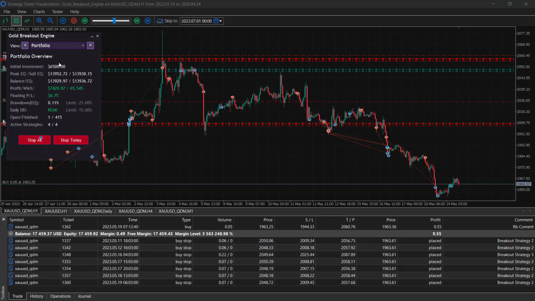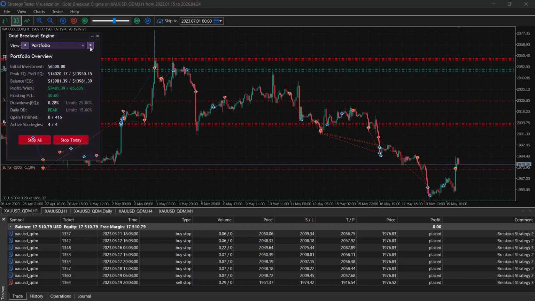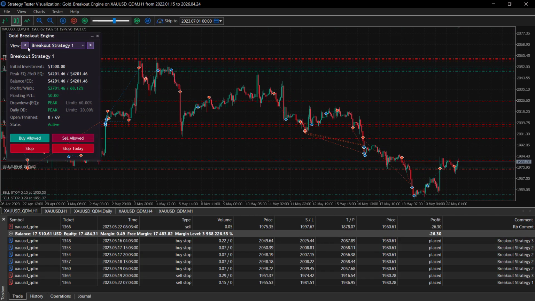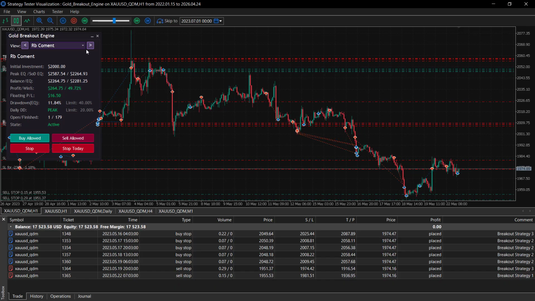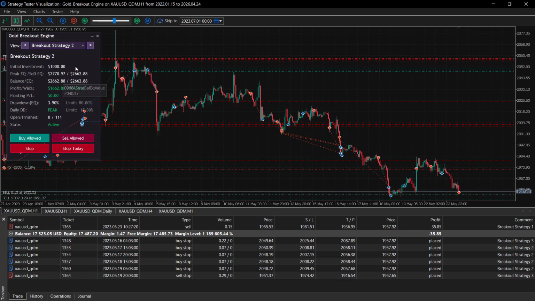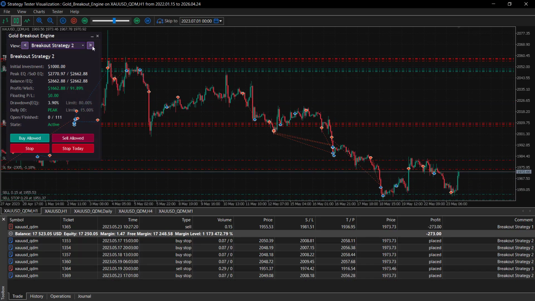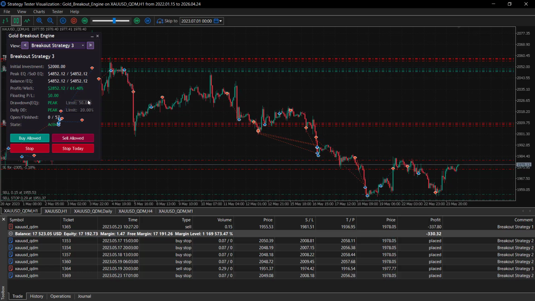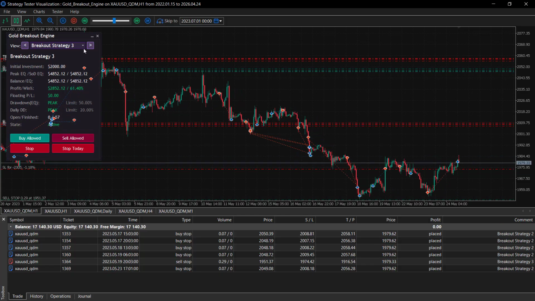Another powerful feature of this EA is its user interface. Whenever you run the EA, a panel appears that shows all the relevant information about both the portfolio and the individual strategies, and it also gives you full control over the system if needed. You can monitor things like the current and peak equity of each strategy, realized and floating profits, drawdowns, and the current state of each strategy.